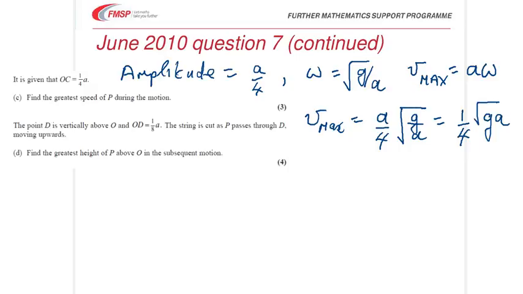Now the point D is vertically above O, and OD equals an eighth of a. Let's just jot that down for a minute.